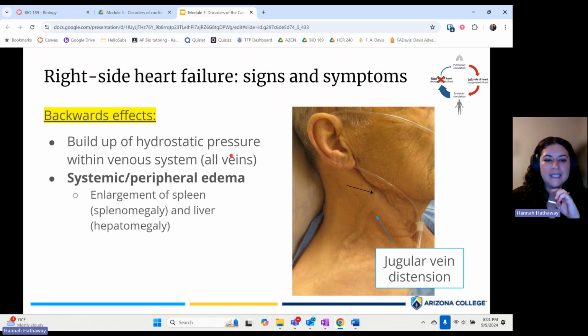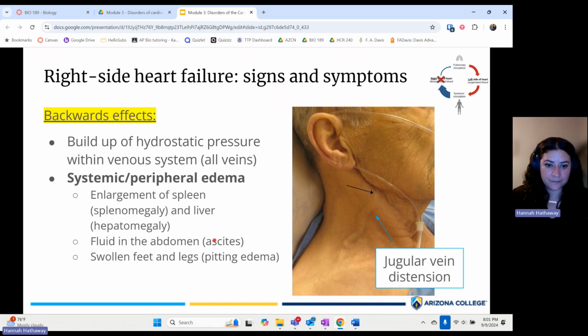So you will see some things because of this general systemic edema. Some of the specific signs you might see would be an enlargement of the spleen, or splenomegaly, and an enlargement of the liver, or hepatomegaly. That just means literally they are full of fluid and bigger than they should be. Fluid in the abdomen, so ascites, that is edema within the peritoneal cavity.